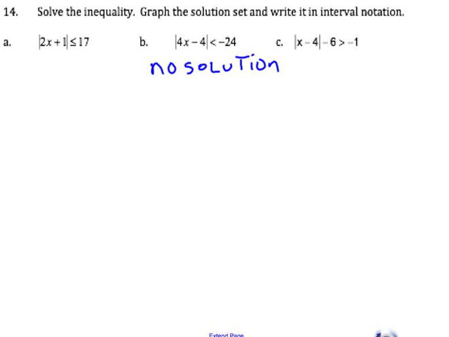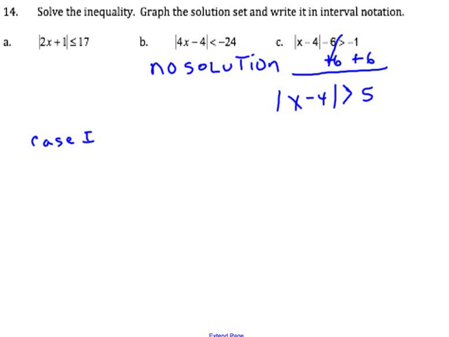Okay, the next one, I have the absolute value of x minus 4 minus 6 is greater than negative 1. Remember, we have to have our absolute value isolated, so the first thing I want to do here is add 6 to both sides, because I'm trying to get my absolute value alone. And that gives me the absolute value of x minus 4 is greater than 5. Now, we know that the absolute value has to be positive, but does it have to be greater than 5? Of course not. So I do have both cases to work here. I do have to solve for this one. So I'm going to start with case 1.